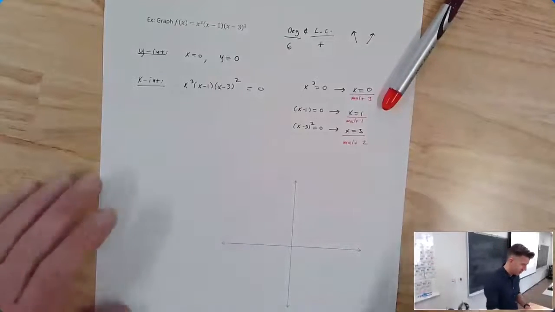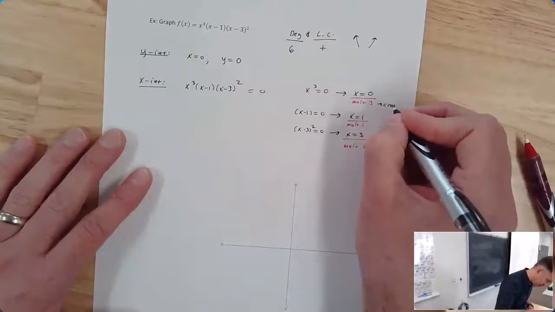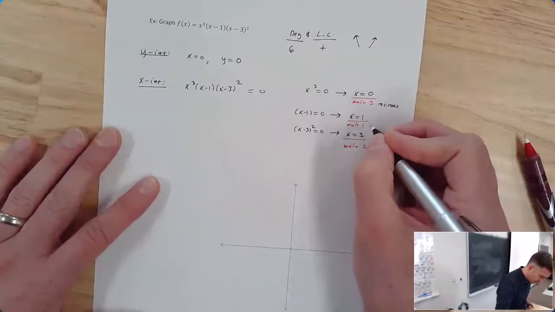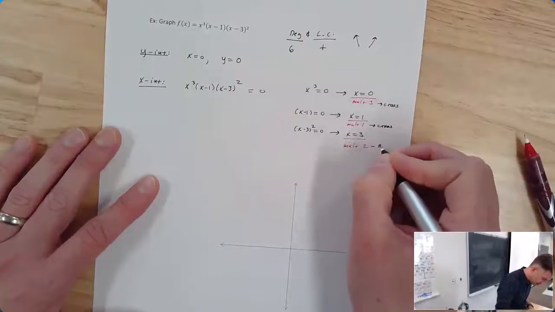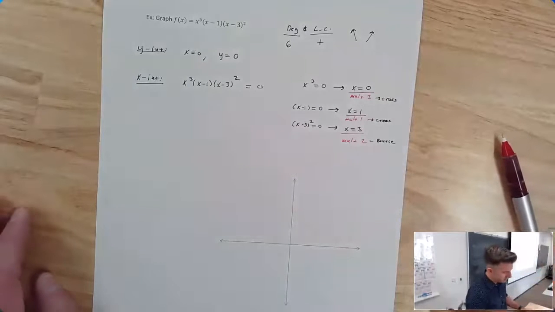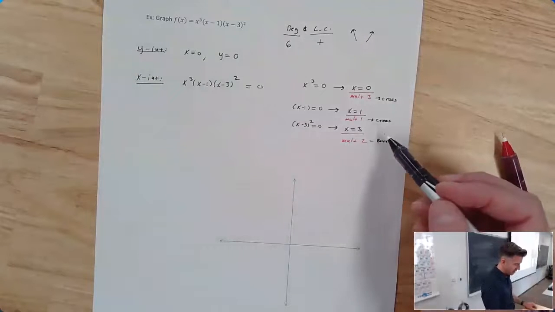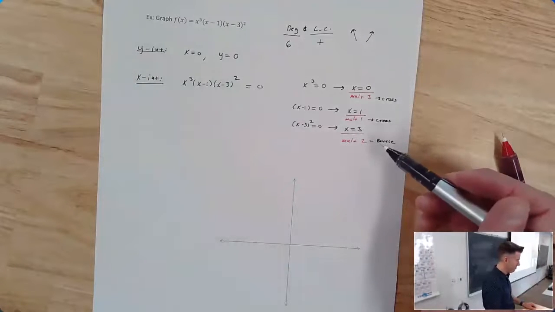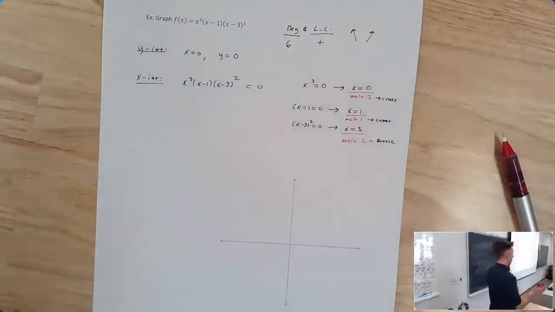All right, so we know that for multiplicity 3, we're going to cross because it's odd. Multiplicity 1, we're going to cross because it's odd. Multiplicity 2, we're going to bounce because it's even. I'm trying to think of a good way to remember that. All I can think of is even has the letter E and bounce has the letter E, and cross has the letter O and odd has the letter O. That's not great because bounce also has the letter O, but it kind of works.